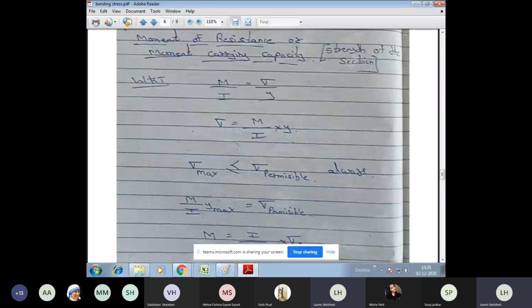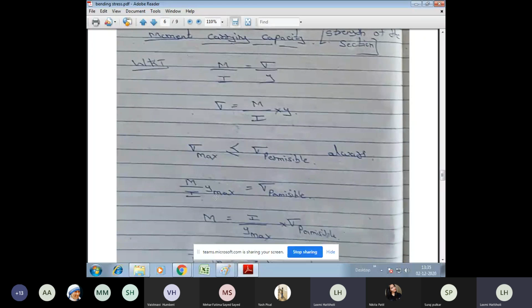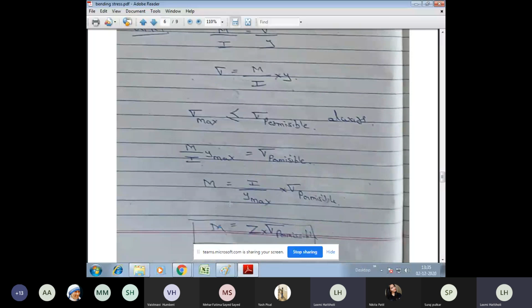Now if I take this permissible stress, what I can write here, by taking M by I equals sigma by y max, is M equals I divided by y max into sigma permissible. Please observe this equation: M equals I by y max into sigma. Here sigma is nothing but the permissible stress. Don't call it the maximum stress, it is the permissible bending stress.